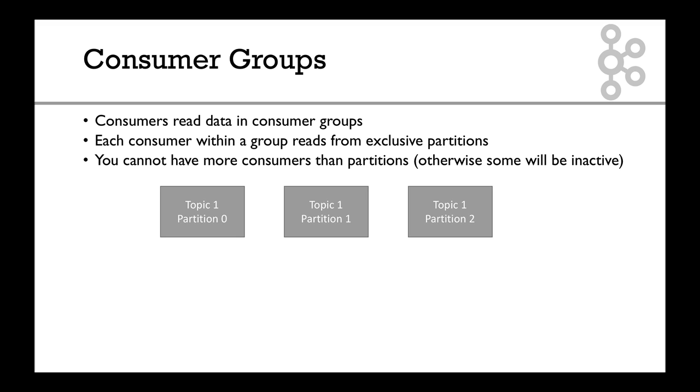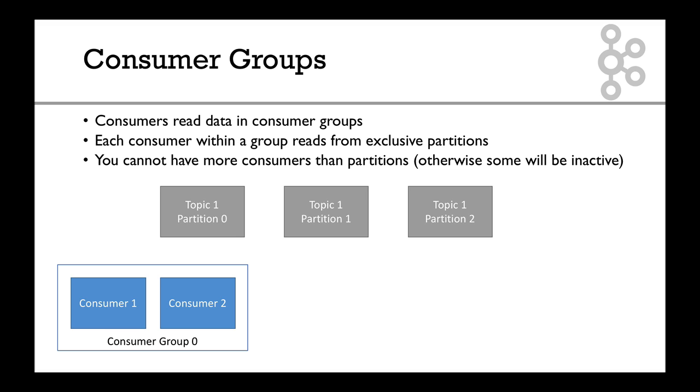So let's take an example right here. We have topic 1, and it has 3 partitions. Now we take a consumer group with 2 consumers, and these 2 consumers have to decide which partition to read from. And remember, they cannot read from the same partitions. So here's an example. Consumer 1 will read from partition 0 and partition 1, and consumer 2 will read from partition 2. And that works really well.